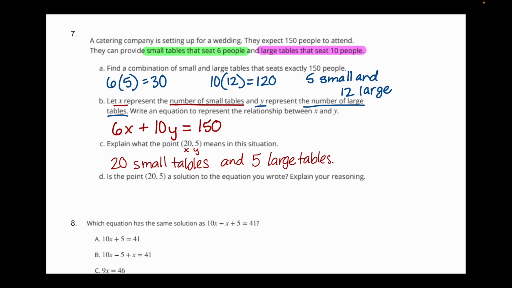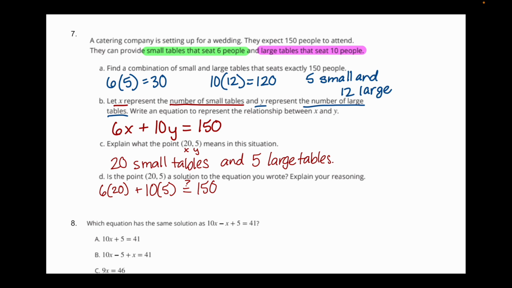So they want to know, is the point (20, 5) a solution to the equation you wrote, and explain your reasoning? So let's actually just plug this in. We want to know, is 6 times 20 plus 10 times 5 going to equal 150? So I'm going to put a little question mark above this because we're trying to figure that out. And then we'll show our work.